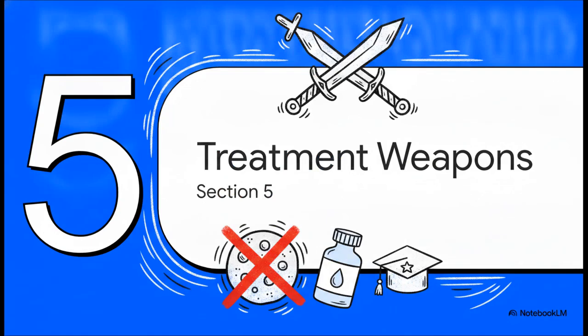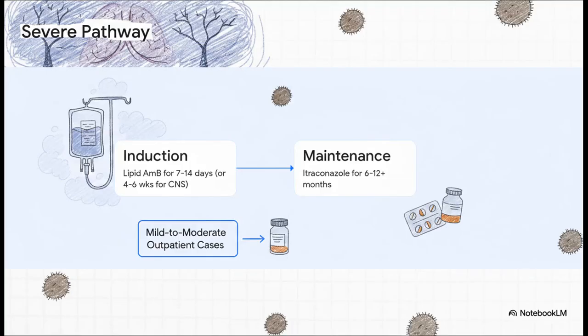Section 5. Treatment weapons. Once you've correctly identified it, how do you actually cure the patient and secure your points? First rule, every single patient with blastomycosis must be treated. There is zero watch and wait here because the risk of fatal dissemination is just too high. For severe cases, ARDS or CNS involvement, you follow a strict two-step pathway. Step 1 is induction with lipid amphotericin B.